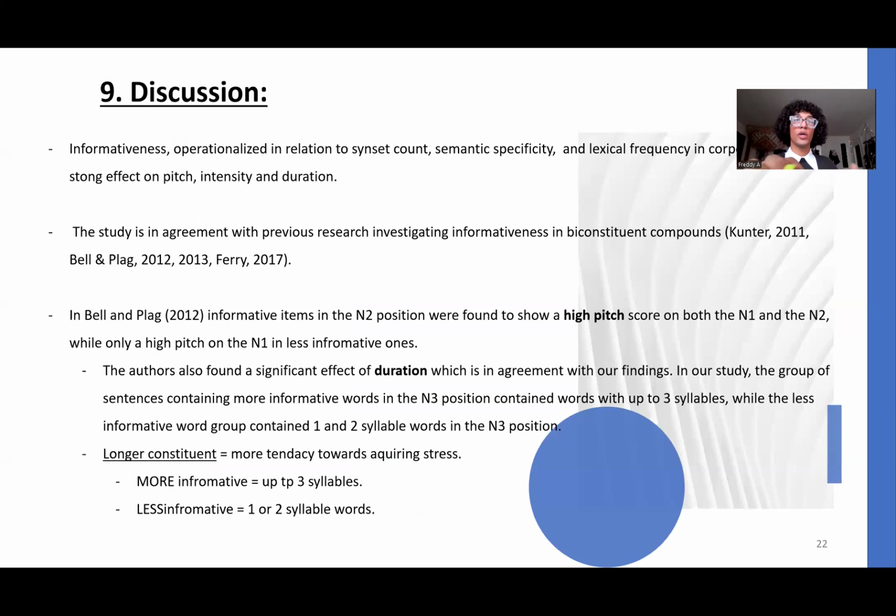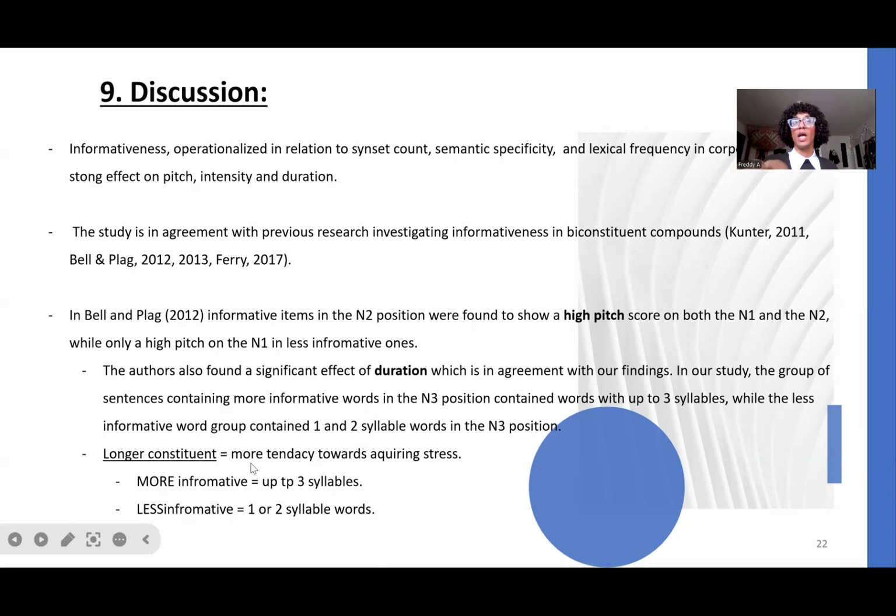And this is in accordance with previous research like Plag and Bell, and Plag 2012, even though the researchers actually investigated only bi-constituent compounds. So these are just two words. In my research, I took this to the tri-constituent compound, so the three-word level, and I found the same results. The researchers also found in Bell and Plag's investigation that duration was a significant factor, and pitch was a significant factor in informativeness parameters.